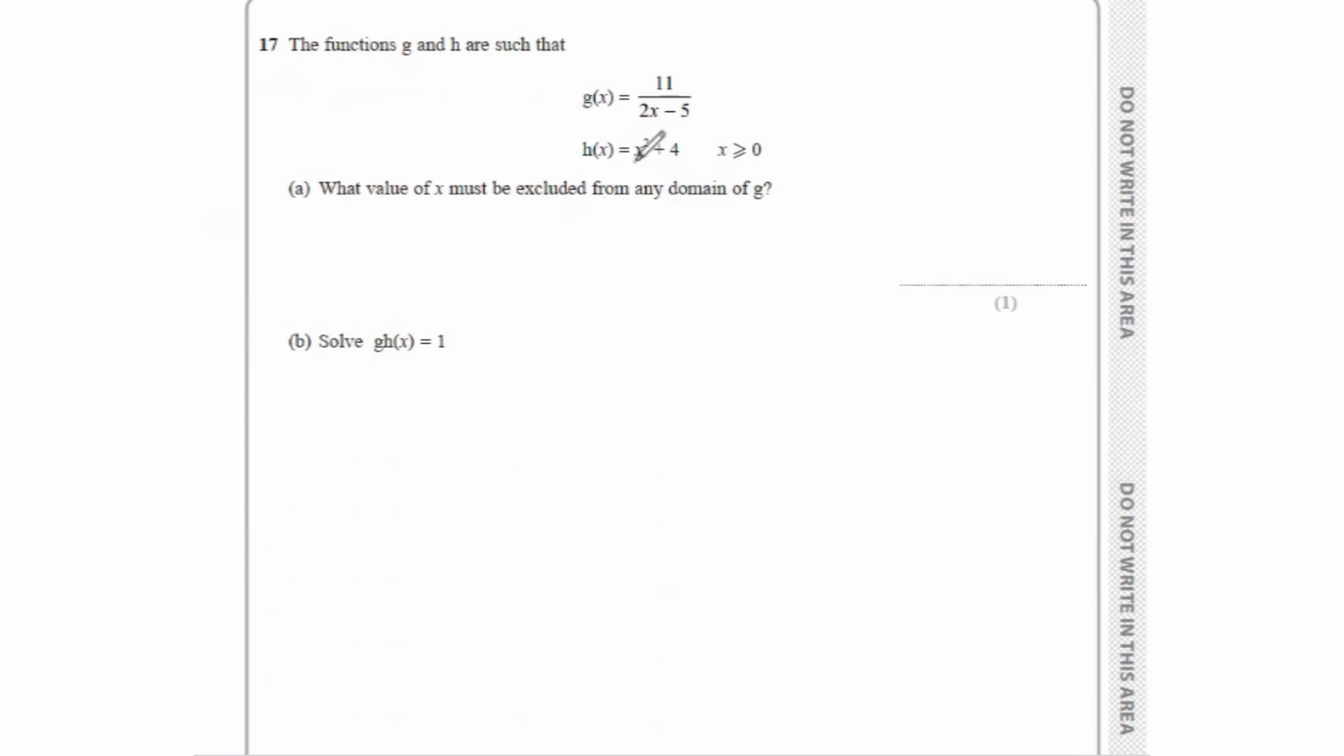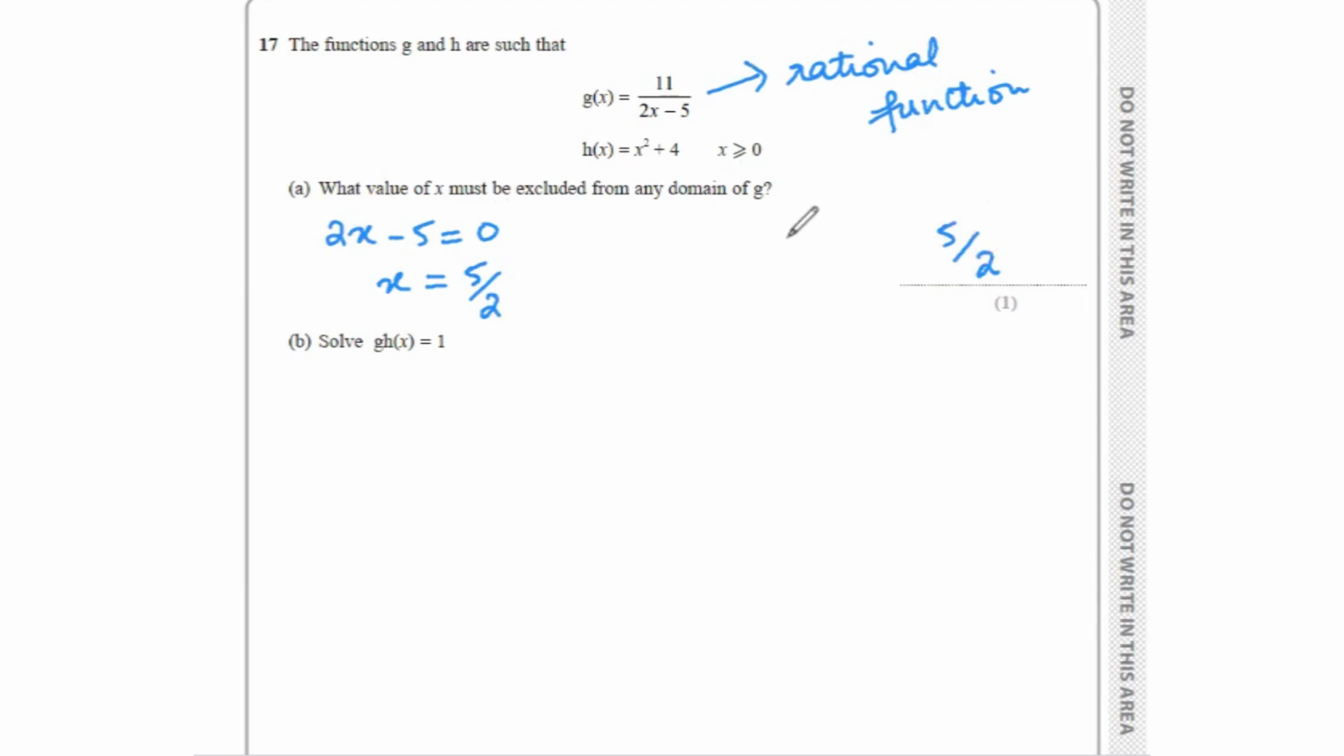So when you have a rational function, which is when your function is in a fraction and the variable is in the denominator, you put the denominator equal to 0 and find the value of x, which is 5 over 2. Now, this is the value of x where the domain does not exist.